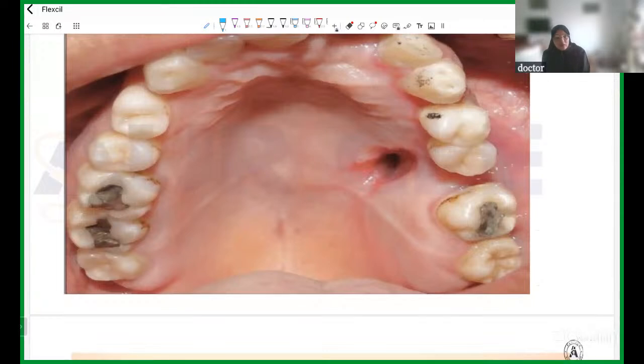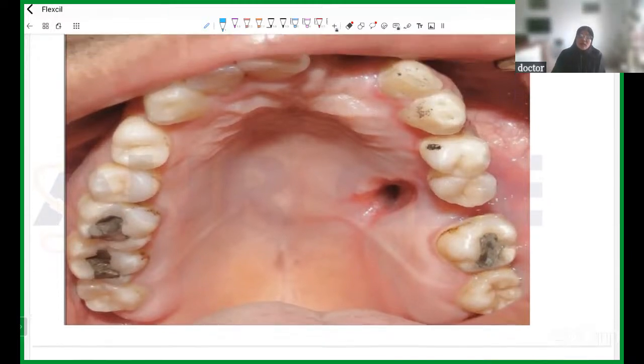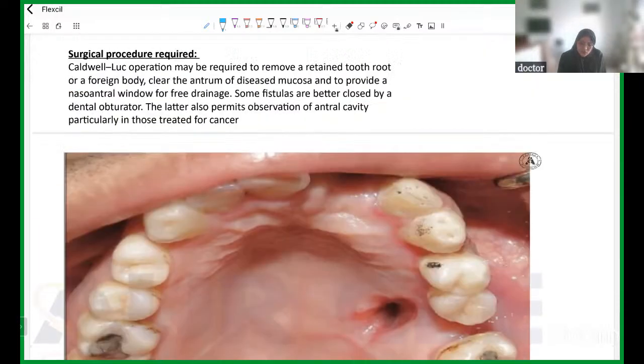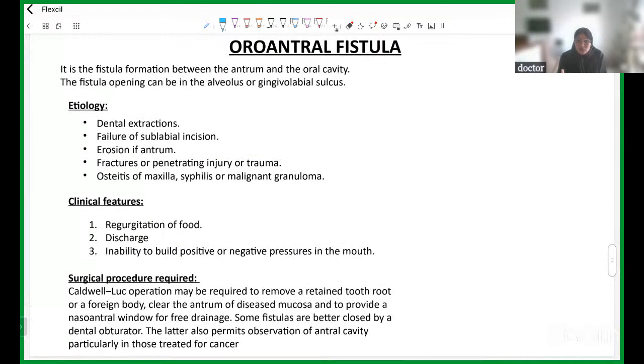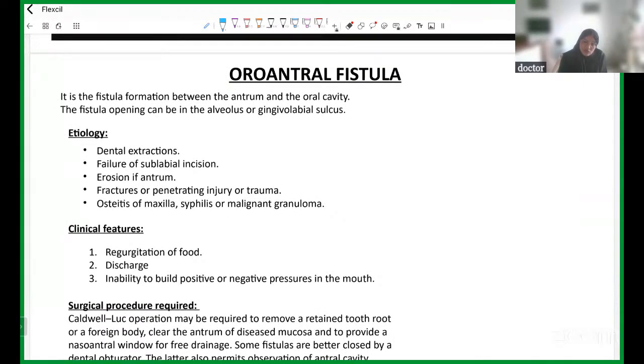If you can see, okay, second molar or upper molars are very closely related to the antral cavity, so it can lead to oroantral fistula. Apart from that is failure of sublabial incision. Sometimes it is failure of the incision to heal after specific operations or surgeries, or if there is any sort of carcinoma, or there is fracture of the maxilla itself, or there is osteitis of the maxilla. Conditions like syphilis and malignant granuloma might also cause oroantral fistula. Okay, so here are the etiologies.